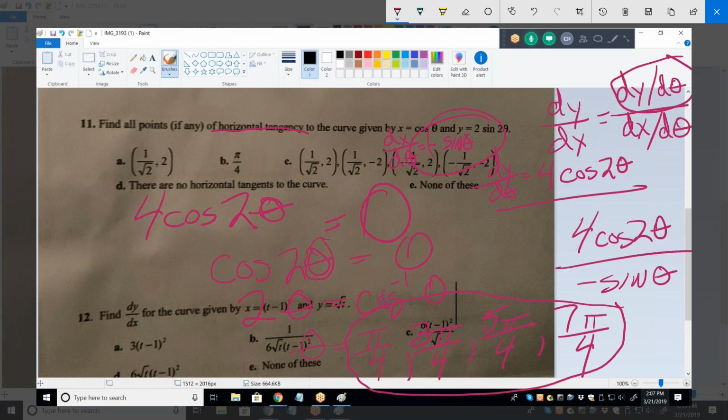Right. Now, how do we take this information for θ and figure out what these points are? Will we plug them into dy/dx? Not dy/dx. We know what θ is at these points that we saw in that graph. We know θ is π/4. It's one of 4 points. So let's go back to the original equation. x equals cosine of θ, y equals 2 sine of 2θ. Let's figure out what the x coordinate is when θ equals π/4.